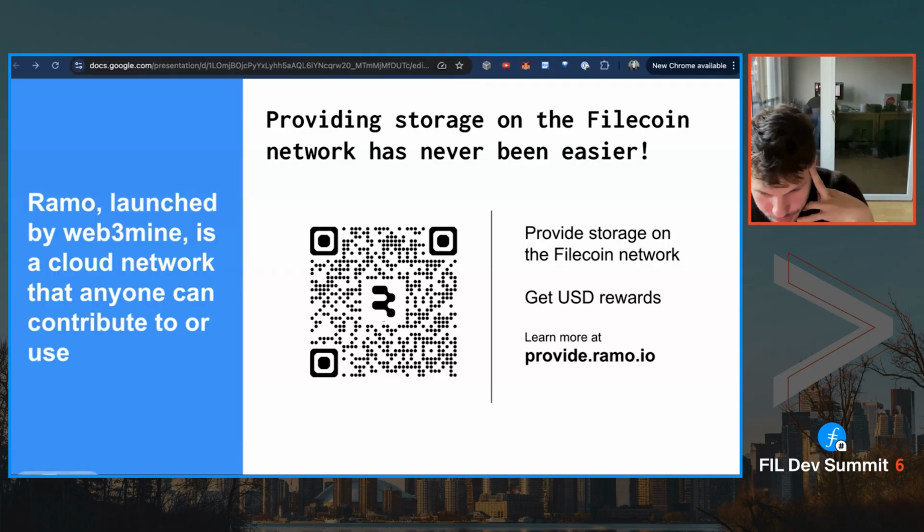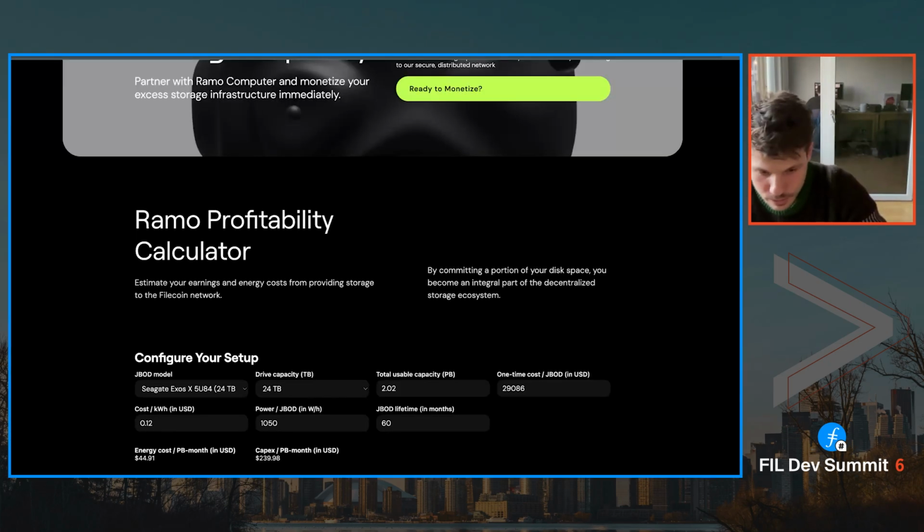But first of all, it would be great if everyone can actually go to this page. Basically, it's a calculator that we were trying to build for a while at PL, but Filecoin was so difficult that a calculator couldn't be easy enough to use to actually be useful. So I'm going to go ahead and share my screen, and maybe I can walk people through. Which screen am I sharing? It says Ramo profitability calculator is the screen you're sharing.